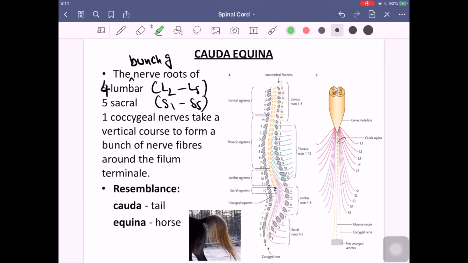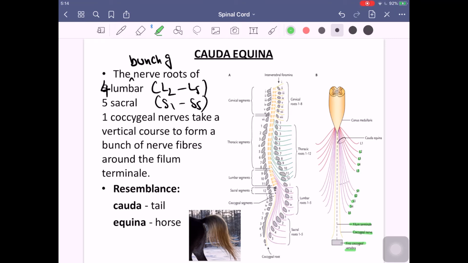They run a vertical course. You can see here in this diagram that is the conus medullaris. In the center you have your filum terminale, and you can see the filum terminale is attaching to the coccygeal vertebra. Then you can notice that these nerves form a bundle, the cauda equina, which is L1, L2, L1 is not there. That is the reason I said L1 should not be included. Here also you see L1 is not included. So here you have L2, L3, L4, L5, then S1, S2, S3, S4, S5, and then we have the coccygeal nerve. All this put together on one side is one part of the cauda equina, and the other side is the other part.